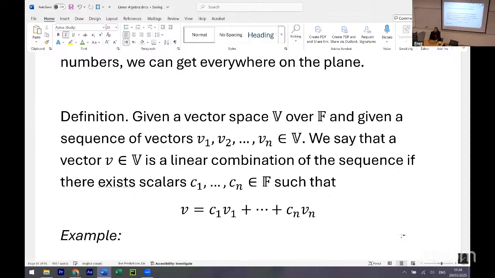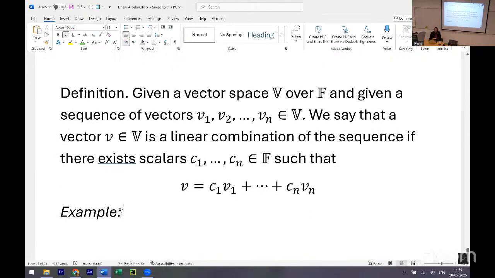I'm doing it slowly for a reason. If you ask some people what they find hard in linear algebra, they usually will say span and linear combination. Not for a good reason, just because it's a different language and it's hard to get, but it's not complicated. So let's do a few examples.